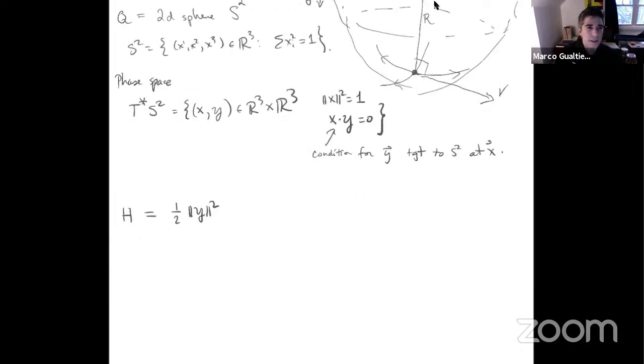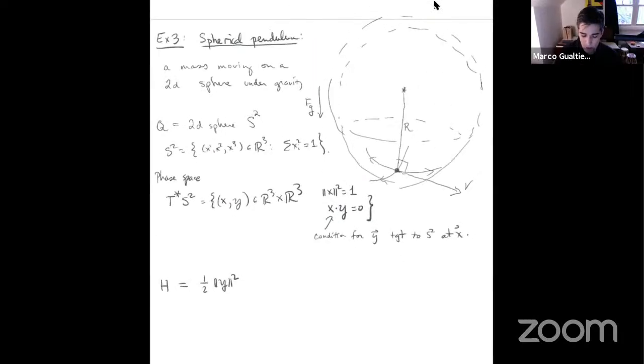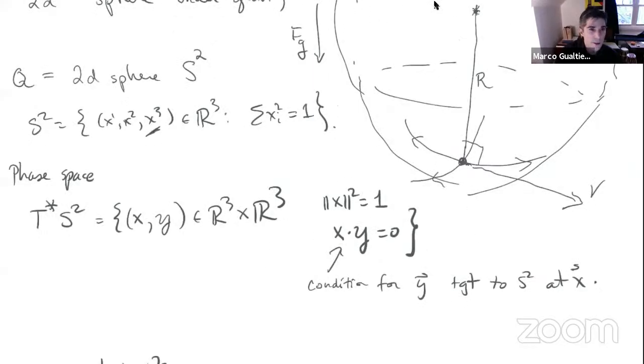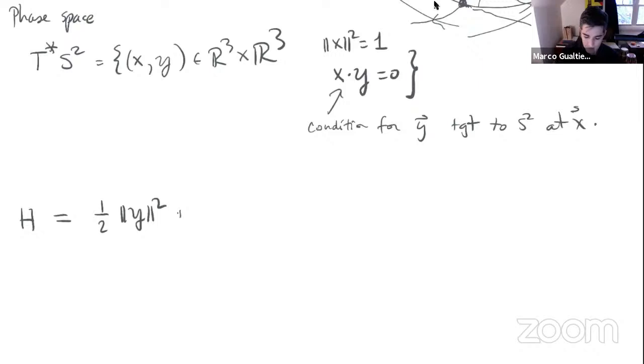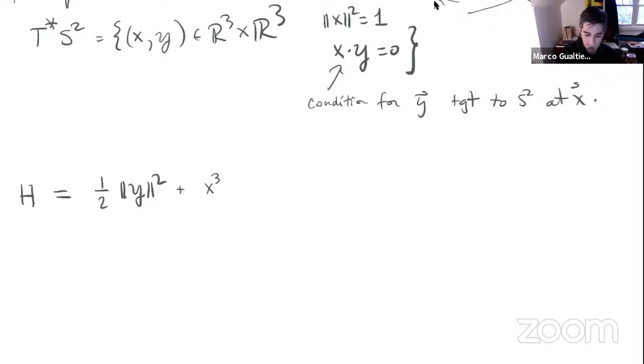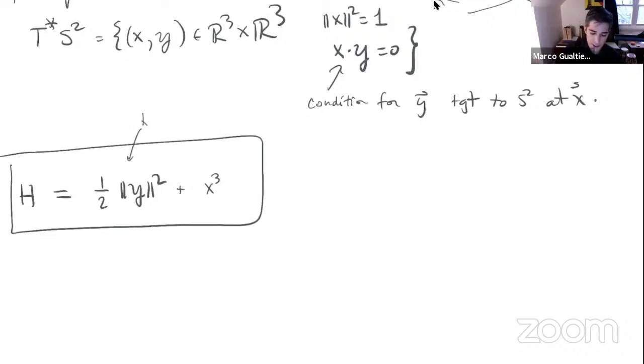And then I need the gravitational potential energy. The gravitational potential energy is a linear function which is increasing as we go up. And in these coordinates, I might as well use x3. Sorry, this is not x cubed. It's the third coordinate, x3. And this is to be restricted. So this is the energy function. This is the kinetic, and this is the potential.